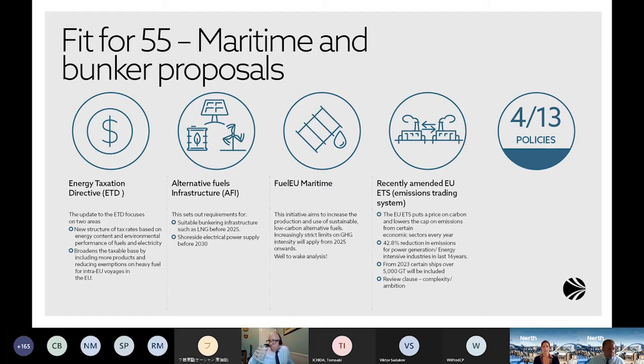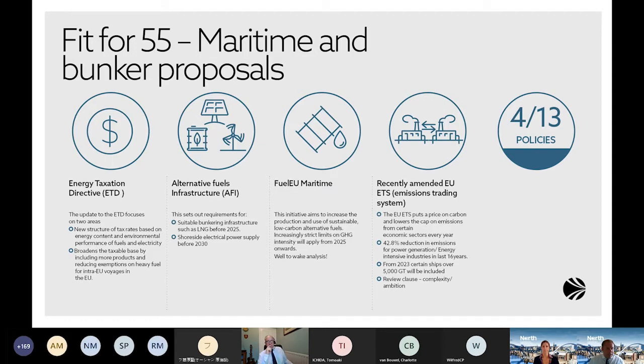Then the other area is the Fuel EU Maritime, and this initiative aims to increase the production and use of sustainable, low-carbon alternative fuels with increasingly strict limits on greenhouse gas intensity, which will apply from 2025 onwards. This will look at it on a well-to-wake analysis basis, in a little more detail and a fairer comparison.